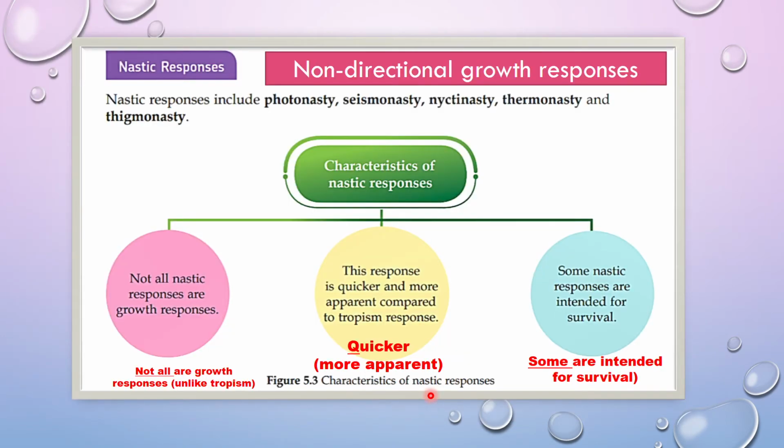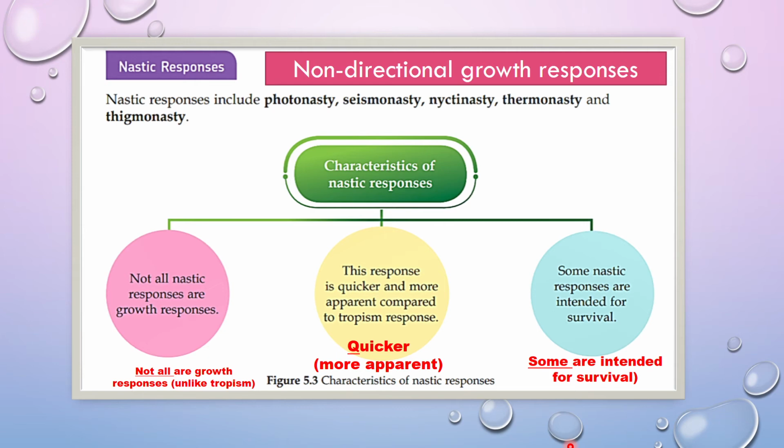Okay, so the second type of plant response is nastic responses, which are non-directional growth responses. Again, there are 5 of them, which we will be looking into one by one. But before that, let's look at the general characteristics of the nastic responses. So the first one says not all nastic responses are growth responses, unlike tropism, where all of them are growth responses. Okay, number 2, this is opposite to tropism just now, because the response in nastic responses is quicker and it is more apparent because it is quick.